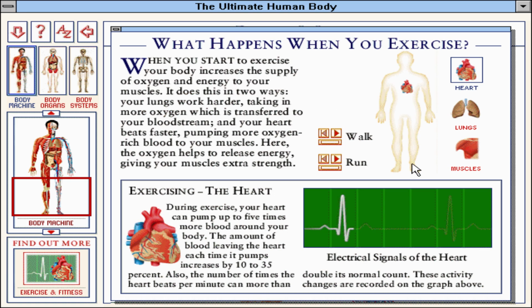What happens when you exercise? As you walk, your heart rate is constant at about 80 beats per minute. Your heart rate can be measured by picking up the electrical signals sent by your heart and displaying them as patterns on the screen of an electrocardiogram or ECG machine.